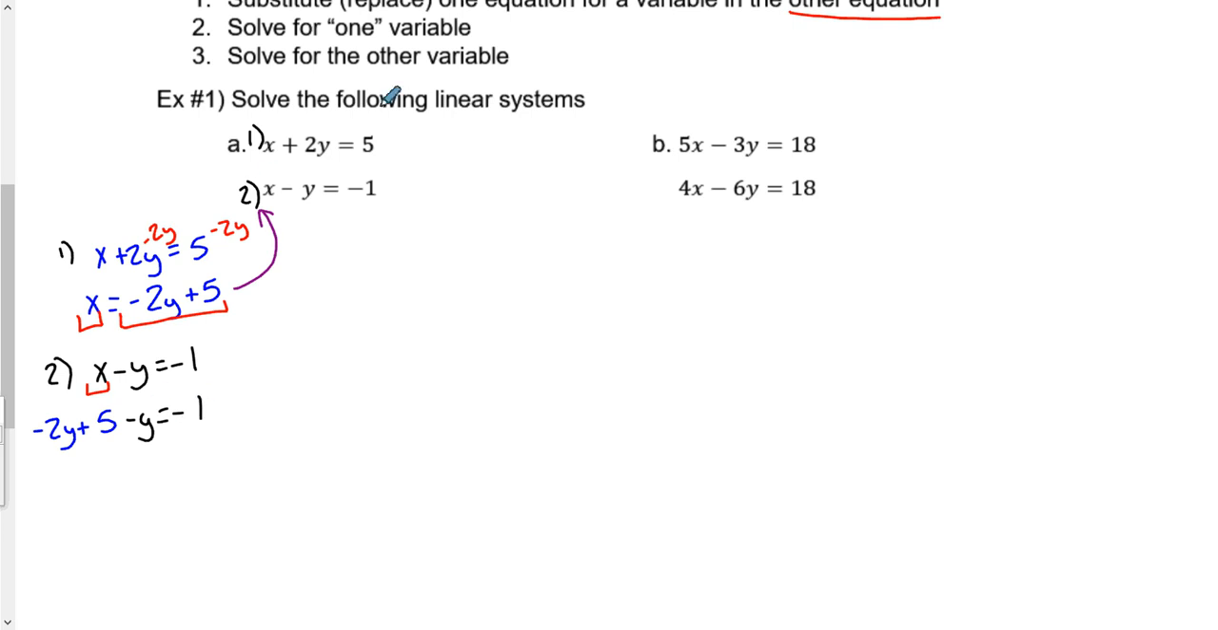As soon as I'm done with that, then I can start using my general rules for solving. For example, combining my like terms, I can combine my negative 2y and my negative 1y to give me negative 3y. And then to get the y by itself, we would subtract a 5. Negative 3y equals negative 6. And therefore, after that, divide by the negative 3 to get the y by itself.